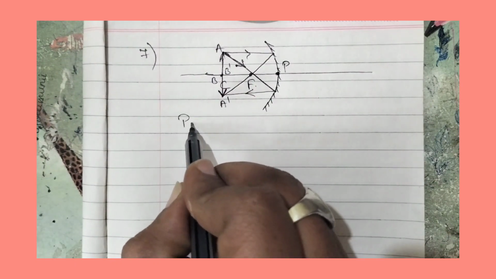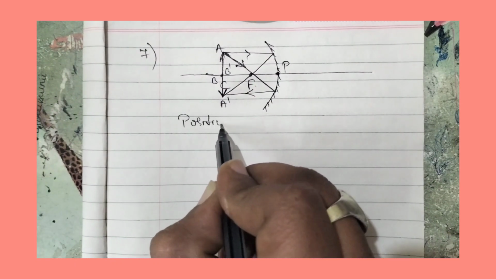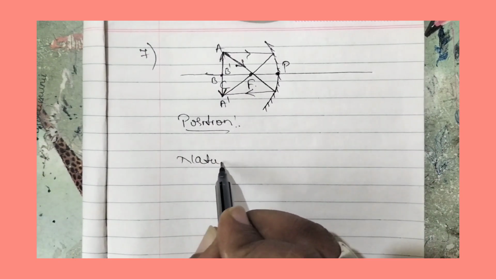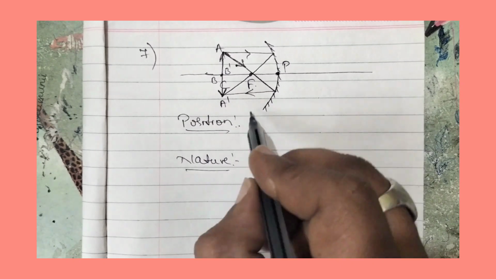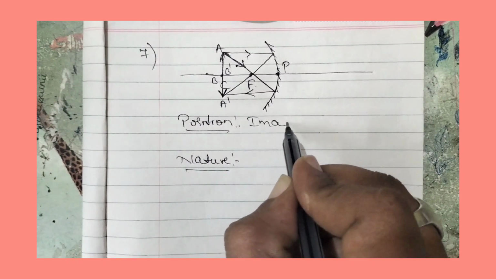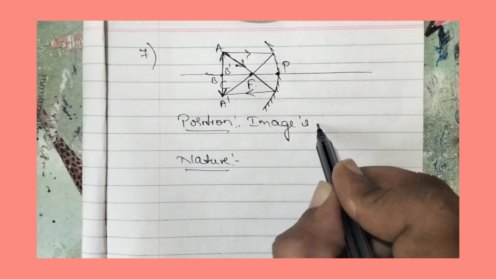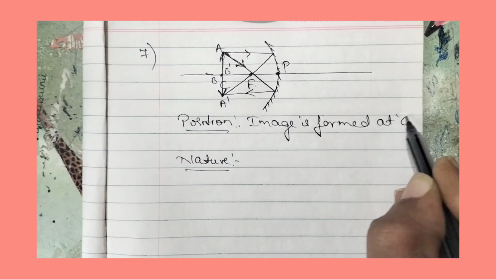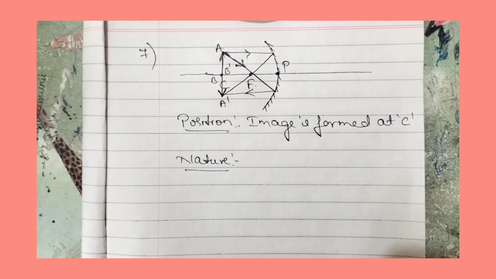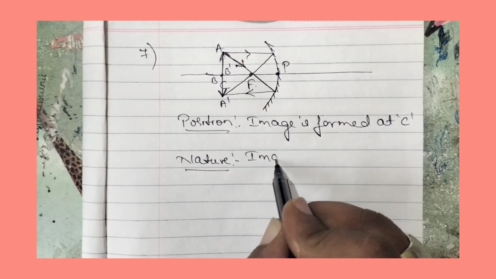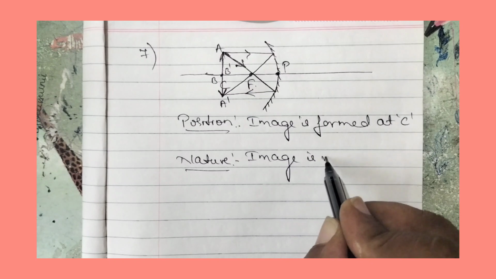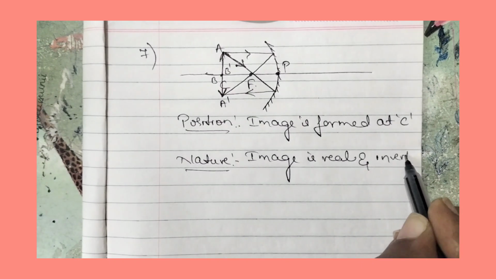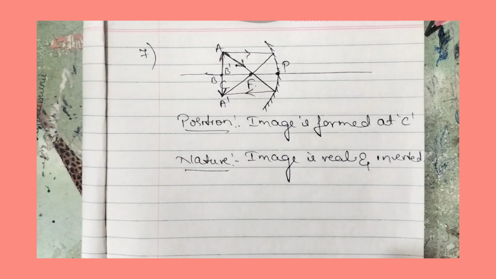So now he asked what is the position of the image and the nature of the image. So what is the position of the image? The image is formed at C. Object also at C, image is also at C. Nature. What is the nature of the image? The image is real and inverted. Real and inverted image is formed.